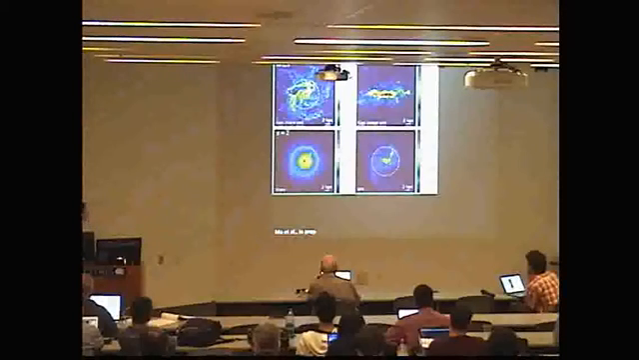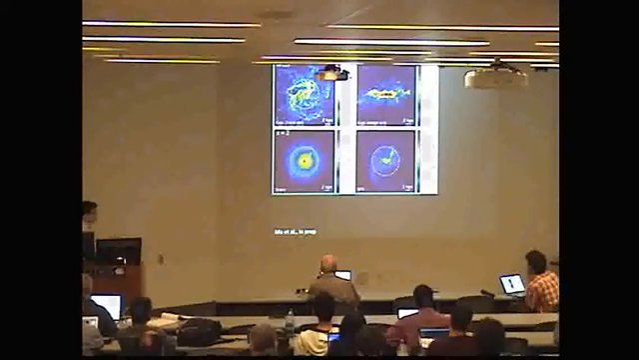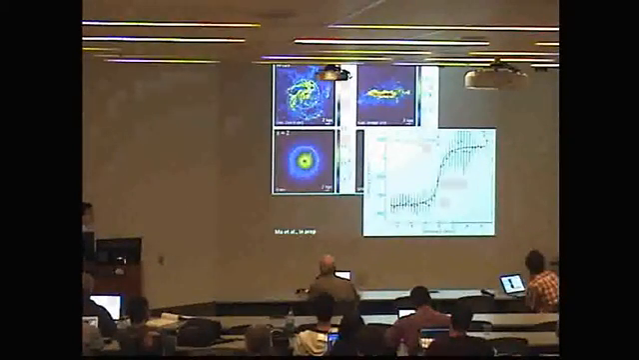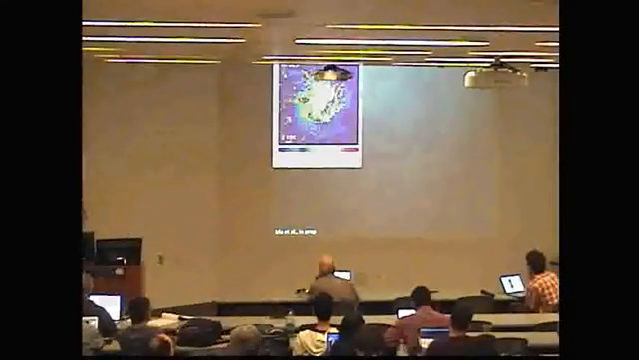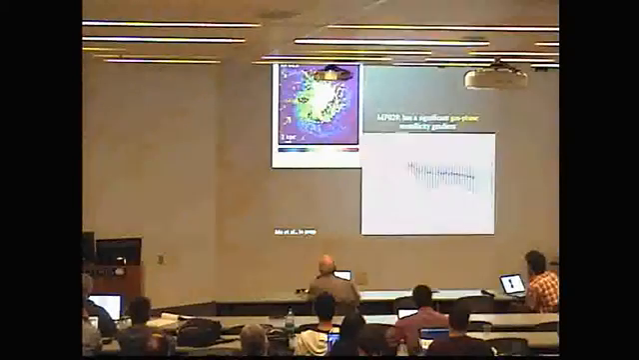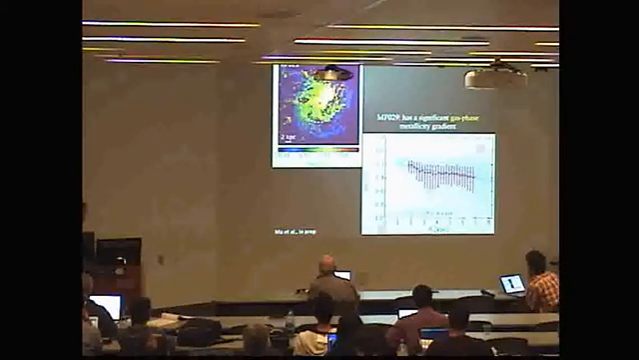This is an example of a galaxy at redshift 2. This is the velocity curve. It has a very remarkable rotating disk. And this is the metallicity map of that galaxy. It has a very significant negative metallicity gradient.